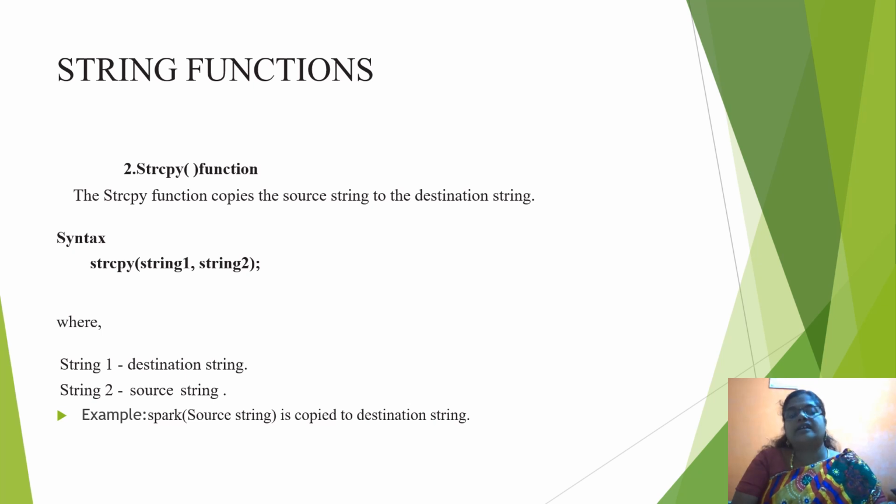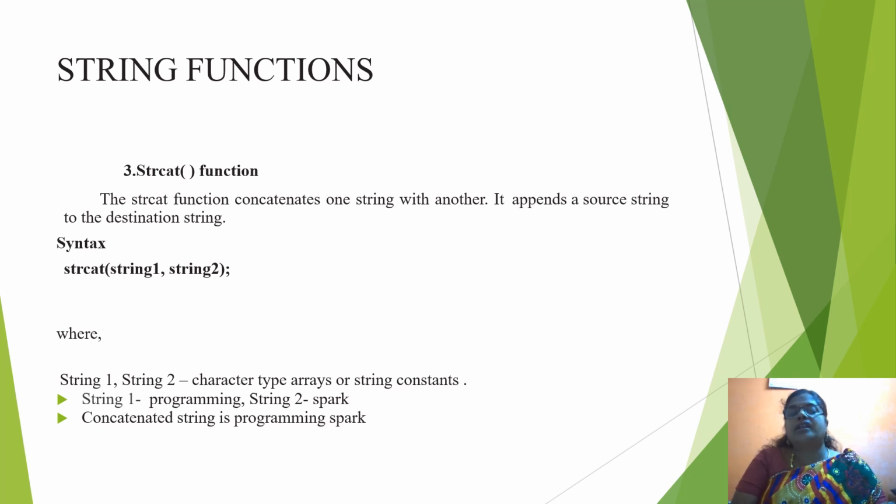Next is the string copy function. The strcpy function copies the source string to the destination string: strcpy(string1, string2), where string1 is the destination string and string2 is the source string. Example: "spark", the source string, is copied to the destination string. Next is the string concatenation function, which concatenates one string with another. It appends a source string to the destination string: strcat(string1, string2), where string1 and string2 are character arrays or string constants. Example: string1 is "programming", string2 is "spark". The concatenated string is "programming spark".